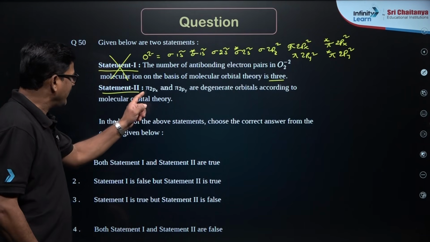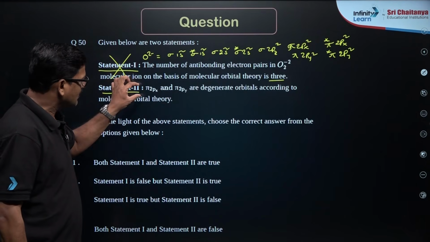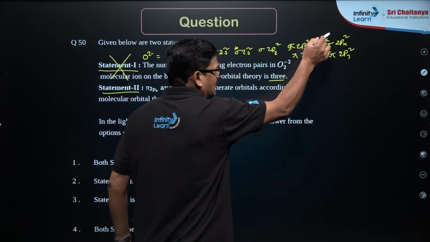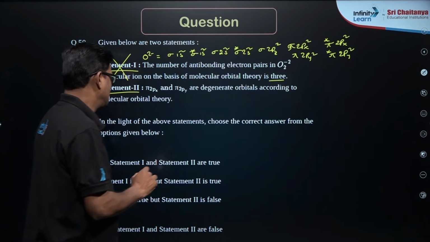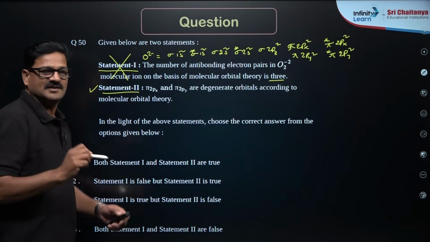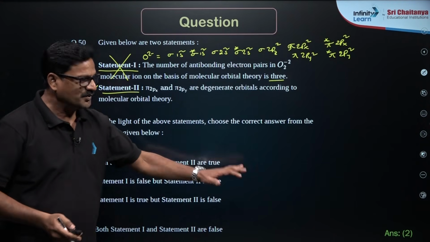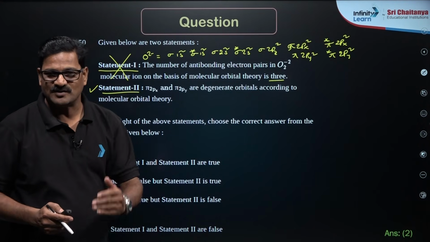And 2px and 2py are degenerate orbitals according to molecular orbital theory. Yes, they have the same energy levels. So statement 2 is correct. Statement 1 is wrong, statement 2 is correct. Option 2 is the correct answer for this question.